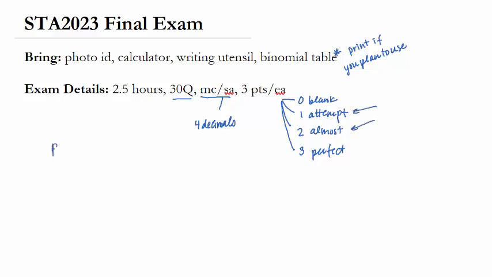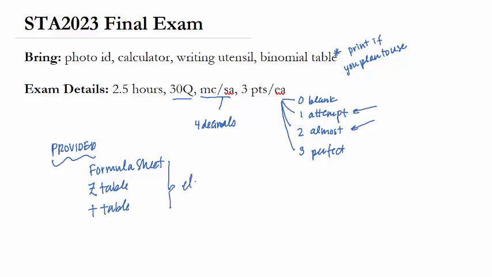Also provided will be the tables and reference materials that we've used this semester. So you have a formula sheet, the Z table, and the T table. These are all on eLearning. I suggest that you print them if you haven't already, just so you know what you'll be working with on the final exam. You can use those to help you prepare. Make sure you know where everything is that you might need from that sheet.